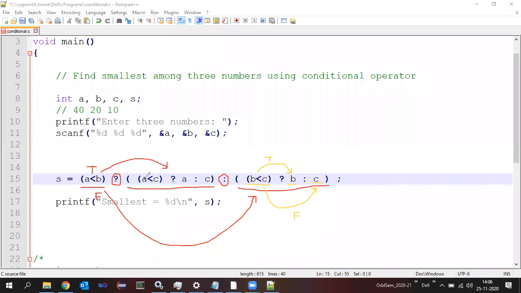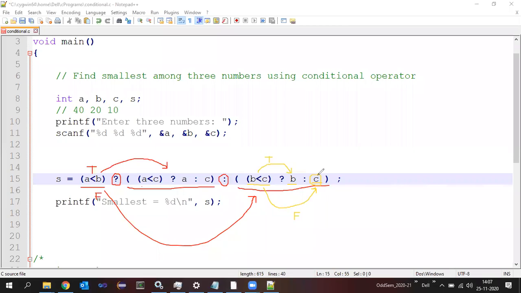Considering this example, 40, 20 and 10: 40 less than 20, the condition is false. So it will come to the expression after the colon. Here we have one more conditional expression. The condition is b less than c. The value of b is 20 and c is 10. Is 20 less than 10? No, it is not. The result is false, and false means c will be executed.